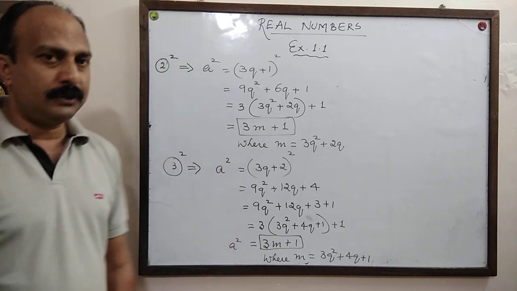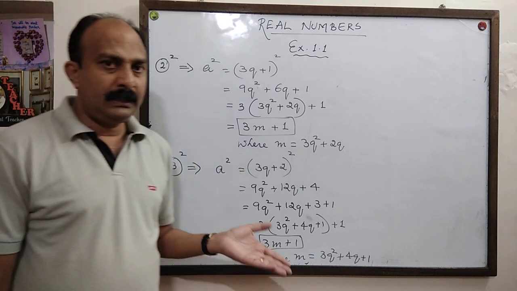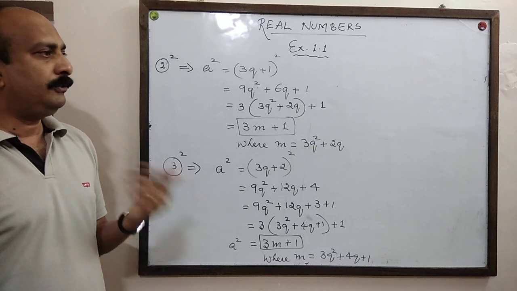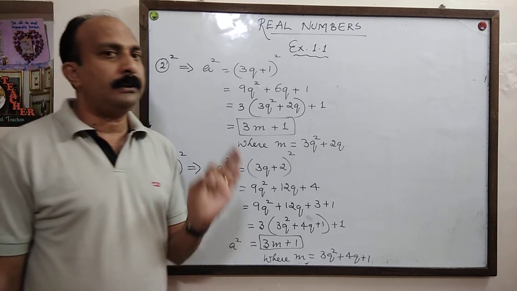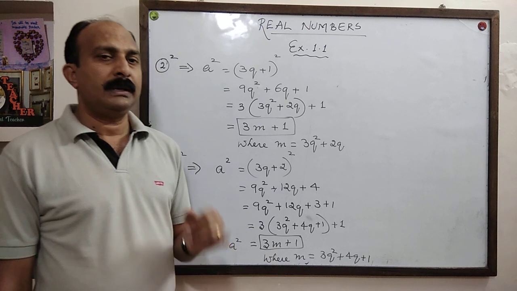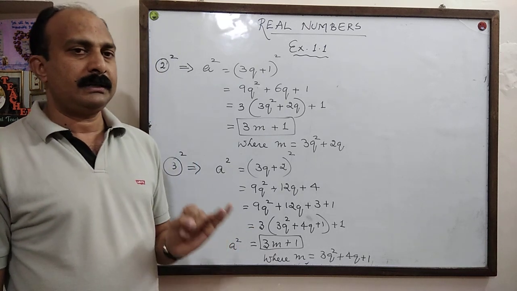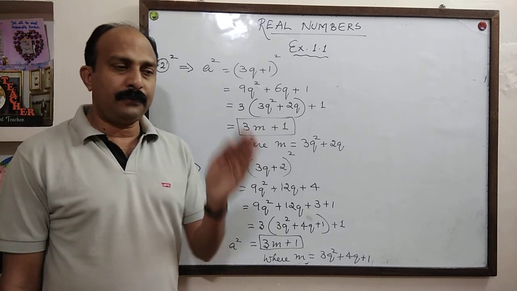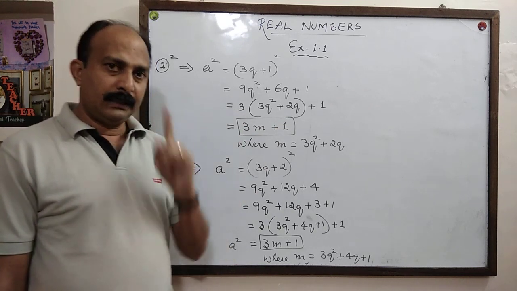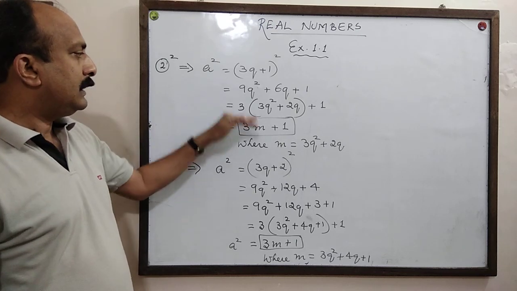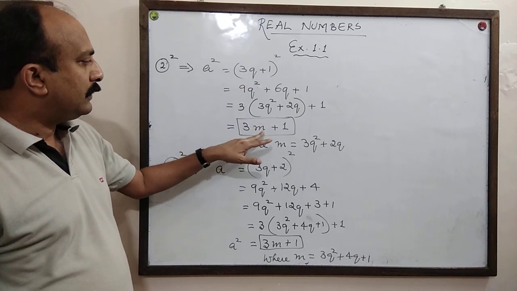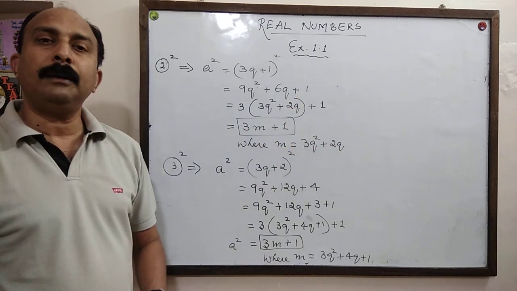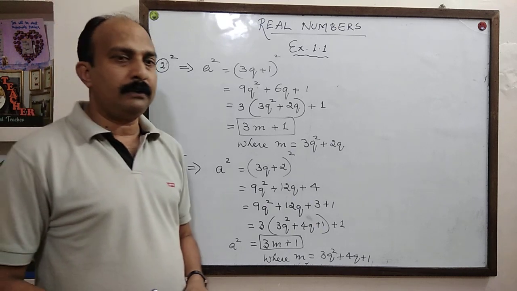So the first one was 3m, second and third are in the form of 3m plus 1. I hope all of you understood. If not, see the video again. So we have taken b as 3. Using Euclid's division lemma we got a is equal to 3q plus 0 or 3q, second one 3q plus 1, third one 3q plus 2. Then we have taken the square of all the 3 equations. After squaring we got the first one as 3m, second and third one as 3m plus 1. Please practice it by yourself.